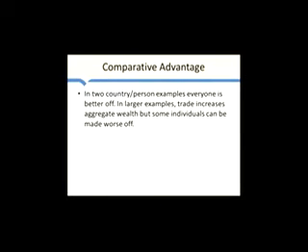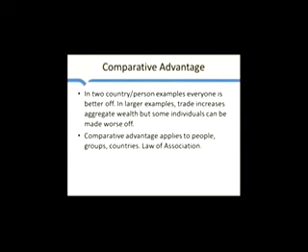Now here's the big picture. Comparative advantage applies to people, to groups, to countries. It's sometimes called the law of association. And it's not only a beautiful theory, it's a very positive and optimistic theory, because it says that we all have something to gain from trade. It says by working together we can increase total wealth.